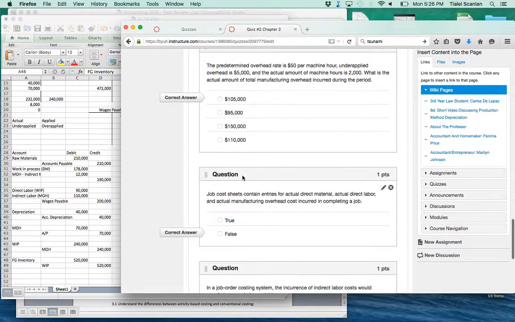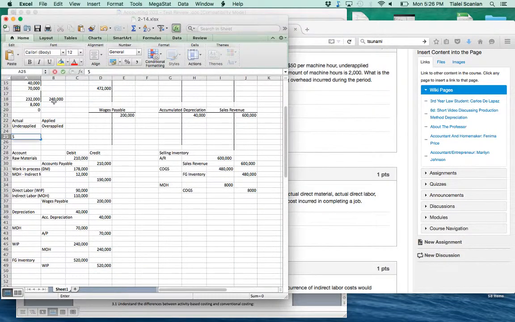The predetermined overhead rate is $50 per machine hour. Underapplied overhead is $5,000, and the actual amount of machine hours is 2,000. What is the actual amount of total manufacturing overhead incurred? So 5,000 underapplied. So we know we're going to have a 5,000 balance over here, underapplied, right? The actual amount is going to be 5,000 greater than what we applied.